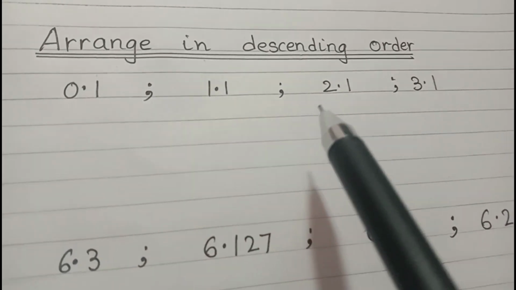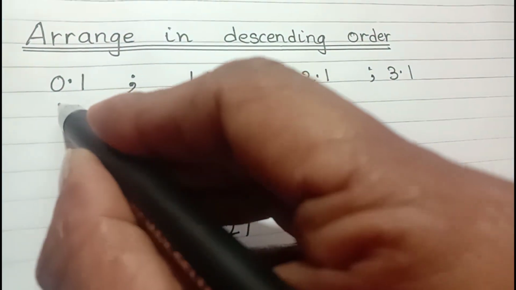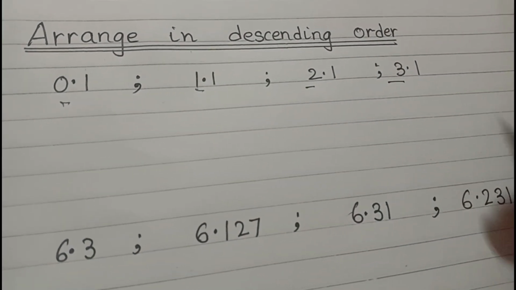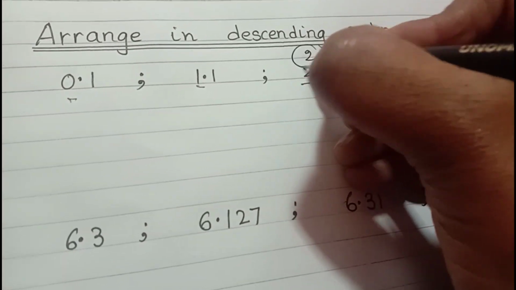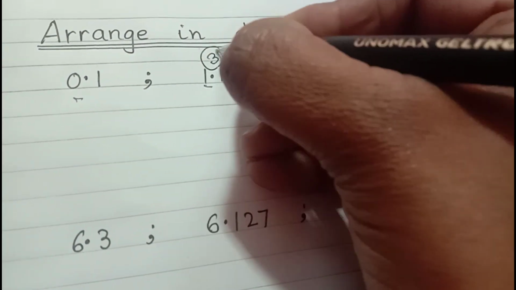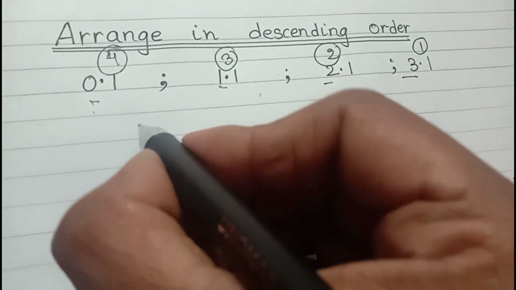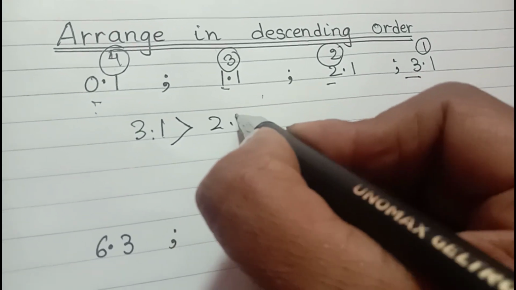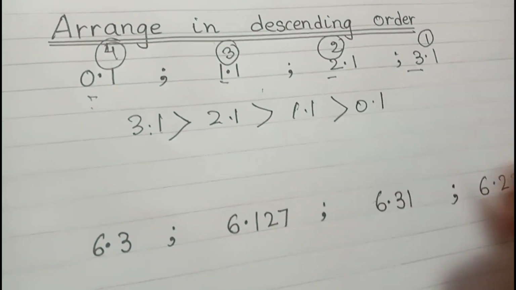Okay. Arrange in descending order. That means big to small. First I will write the biggest number, then smaller. So I will see the whole numbers 0, 1, 2, 3. Which whole number is the biggest? Yes, 3 is the biggest. This is a very easy one. Then 2, then 1 and then 0. This way you will arrange these numbers. So 3.1, and now your crocodile's mouth will open at the bigger number. This way you will arrange.